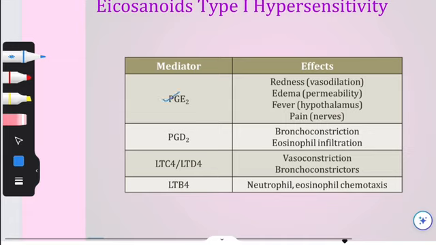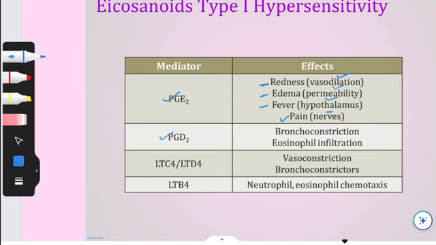This is responsible for many signs and symptoms that we associate with hypersensitivity and inflammation. For example, it causes redness and vasodilation. It can lead to edema by increasing vascular permeability. It can raise temperature in the hypothalamus, which causes fever, and can also sensitize nerves, and that's what causes pain.